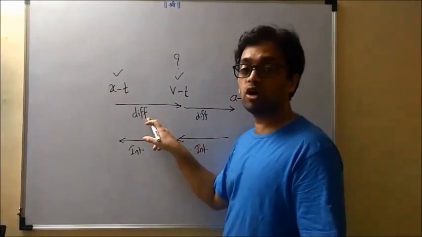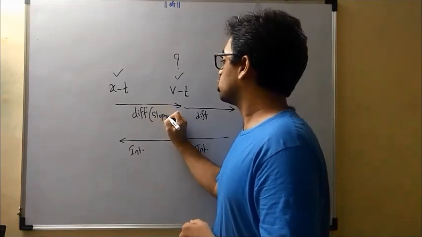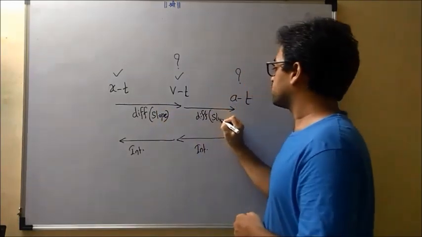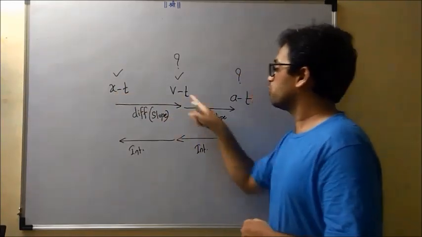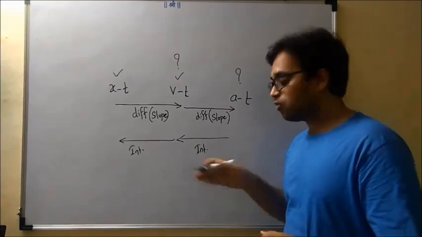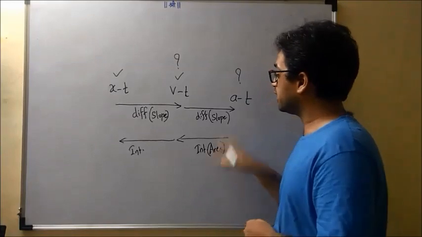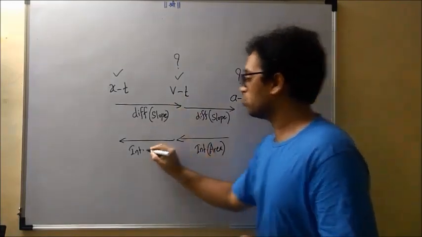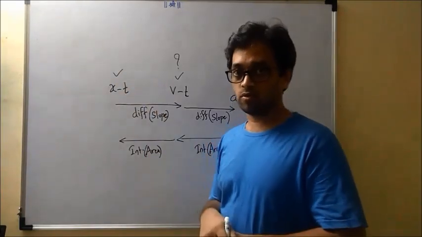What is the parallel word that we will be using in physics for differentiation? We will be calling it slope. So you find a slope of XT curve, you get VT curve. You find a slope of VT curve, you get AT curve. What is the parallel word that we'll be using for integration in physics? We'll be calling it finding area. You find the area of AT curve, you get VT curve. You find the area of VT curve, you get XT curve.